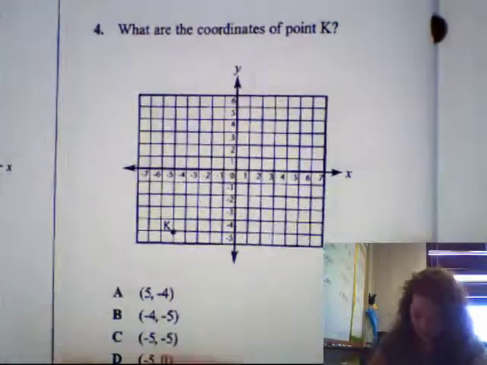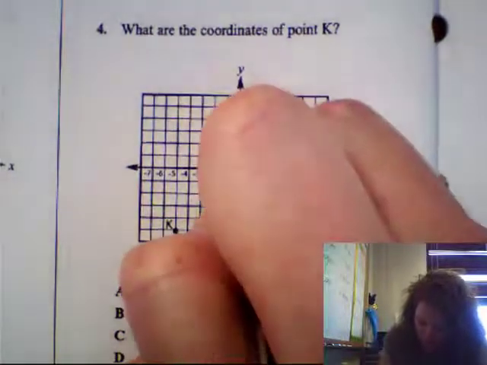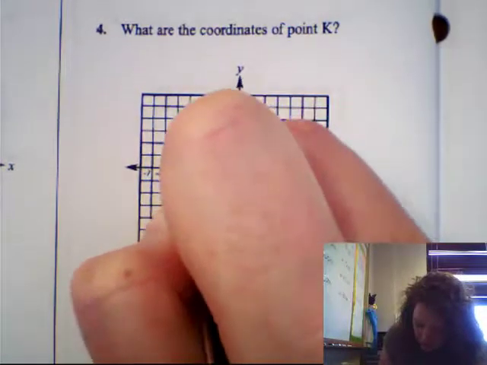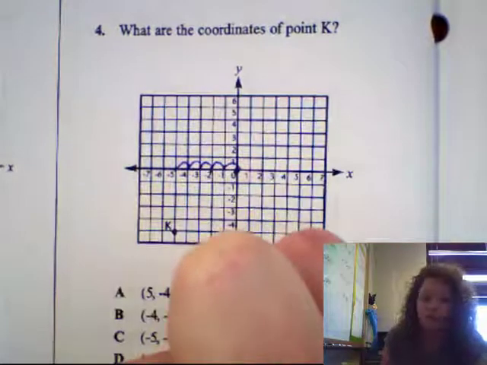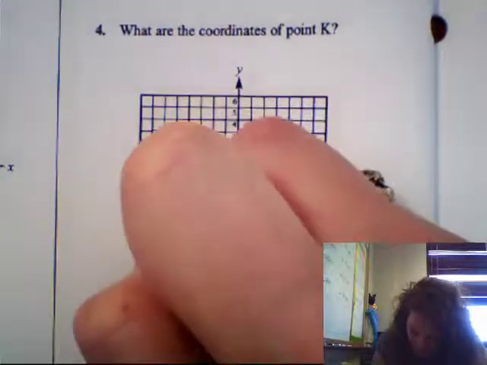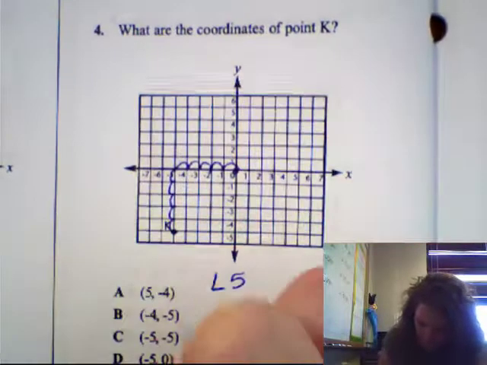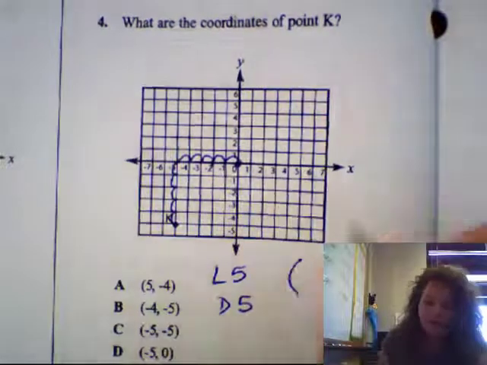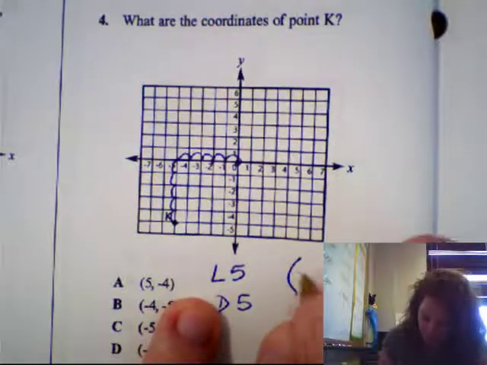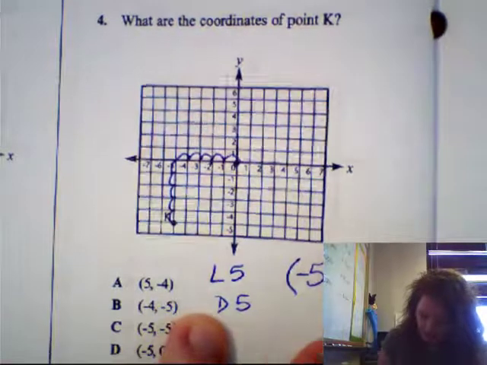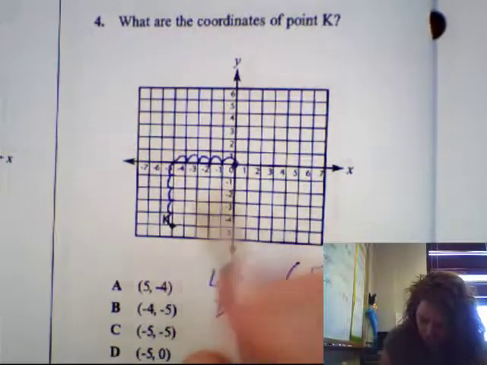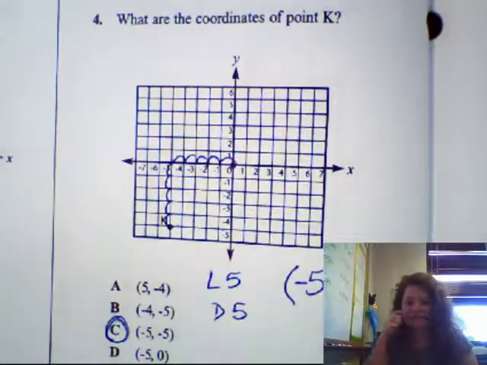Last one. What are the coordinates of point K? All right, we always start at the center, 0, 0, and see what do we have to do to get there. Well, it looks like we went left 1, 2, 3, 4, 5. So we went left 5, and then we went down 1, 2, 3, 4, 5. Oh, and then down 5. Okay, let's put that into x, y. Our left and right, we went left 5, so that would be -5, and down 5 would be -5. So that would be at -5, -5, or choice C.